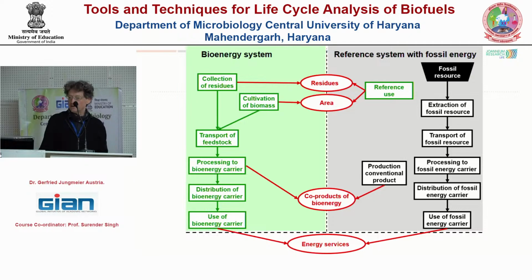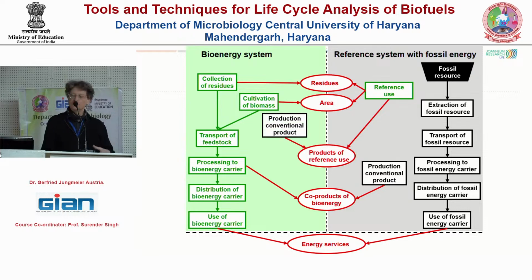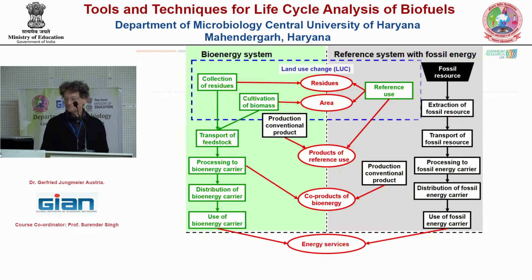So this is quite relevant. The system becomes really tricky if this reference use also provides you some product, because then you also need on the bioenergy system an idea how you can further provide this product that was provided before by this reference use. So it's really a complicated thing. And these elements you see here, the collection of residues, cultivation of biomass, the reference use, are the key elements that are relevant for the land use change, directly and indirectly, as I've mentioned before. So this is the generic picture that always works.